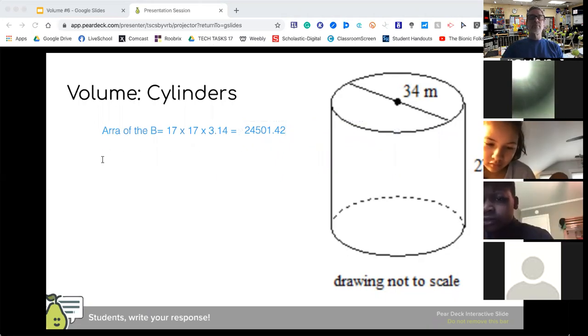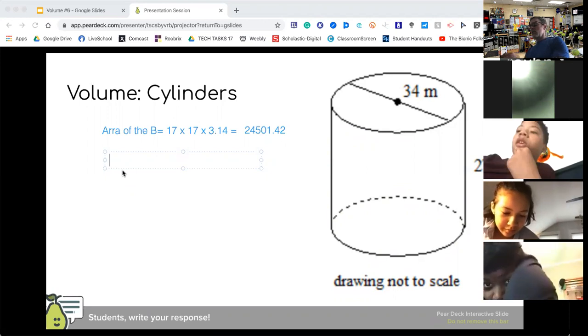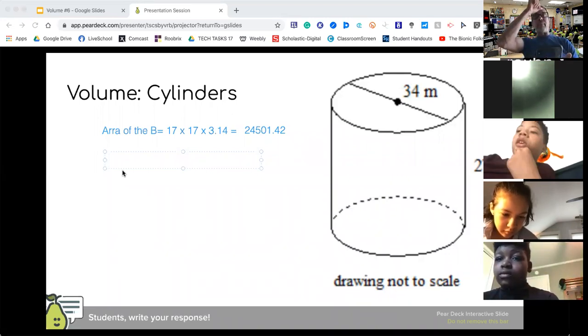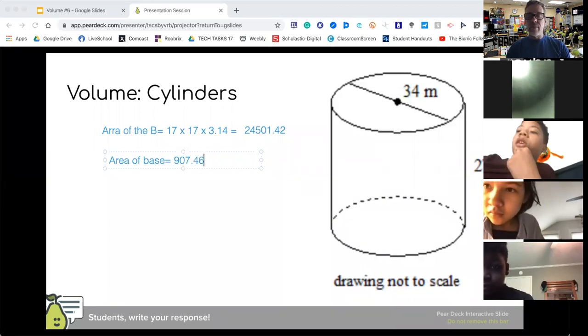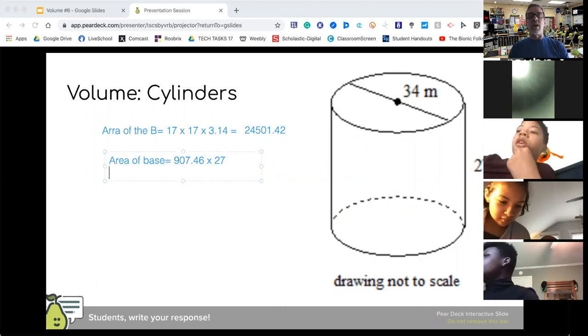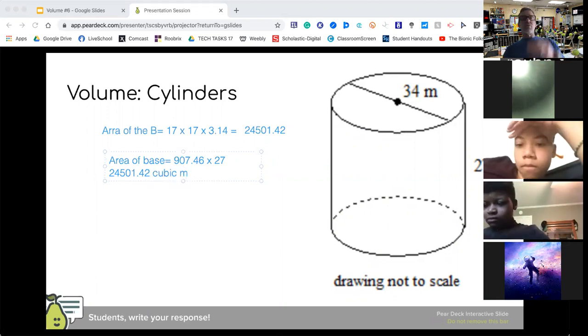Hey, Kiwi, could you repeat the base? 24,501. No, that's not the base. That's the whole thing. Okay, so account the specific base. No, the base. All right. So backing it up. Okay, the correct area of the base is 907.46. Okay, and then you'll multiply that times the height, which is 27, right? And then that's where you get the 24,000, right, Kimani? Yeah. Okay, so I'm just going to move us on because he already gave us the answer, right? So there's the answer. All right. Yeah, that's the answer right there.